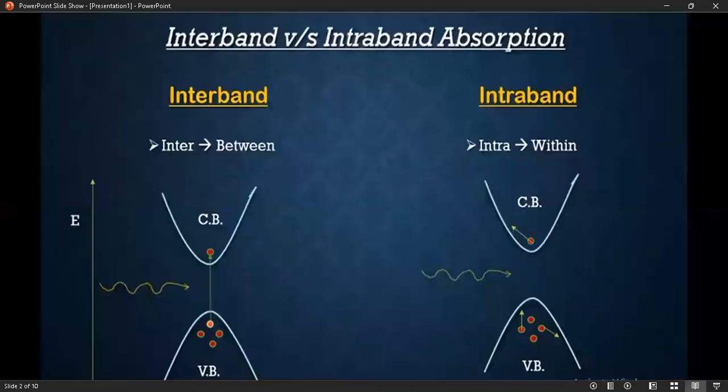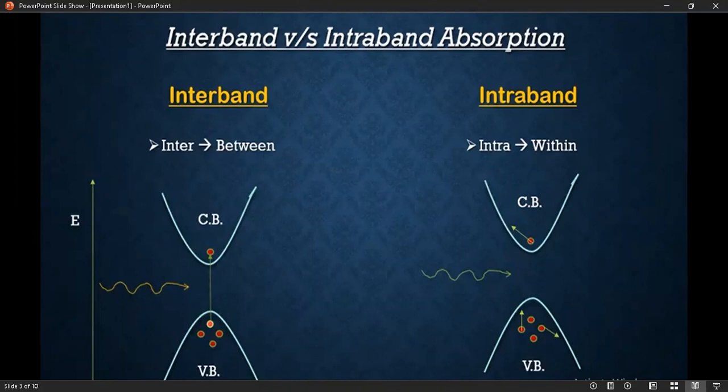Semiconductors can absorb light energy at specific wavelengths, which depend on their band gap energy. You know, the band gap is the minimum required energy for the electron to move from the valence band to the conduction band. The absorption occurs when the incident photon has energy greater than the band gap energy or equal to it. As you can see here, we have interband and intraband absorption.